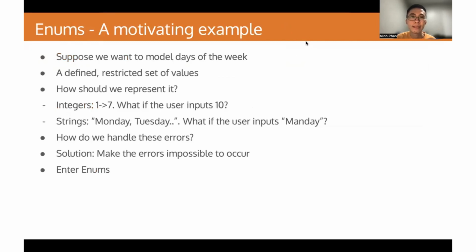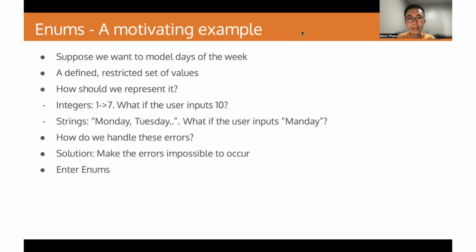And let's dive into enums. So suppose we want to model the days of the week. For this problem, we have a defined and restricted set of values. Specifically, we have 7 values for 7 days of the week. So how should we represent it? We can have integers. Specifically, we assign 1 to 7 for each day of the week. But what if our program takes user input and the input is something like 10?